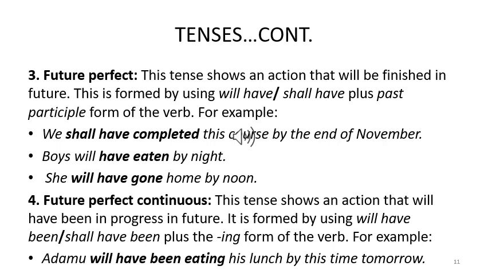The next one is the future perfect continuous tense. And this one shows an action that will have been in progress in the future. It is formed by will have been or shall have been plus the ing form of the verb. Adamu will have been eating his lunch by this time tomorrow. We shall have been completing this course by this time next month. Students will have been going home by 6 o'clock tomorrow. So this is the future perfect continuous, an action that will have been in progress in the future. So will have been or shall have been are used plus the ing form of the verb, as you have seen in the sentences that have been given.